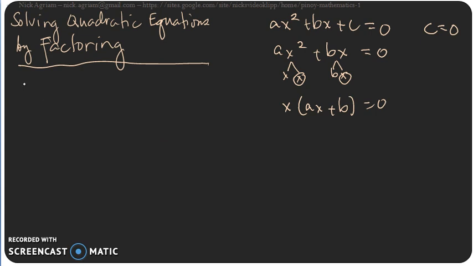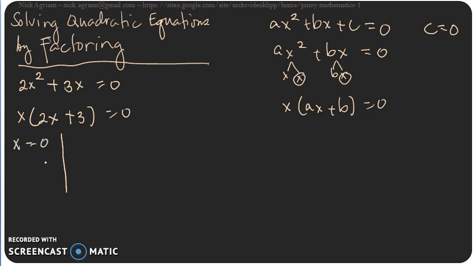Okay, let's see. Let's have an example. For example, 2x squared plus 3x is equal to 0. The common factor is x, as we have seen here, and what remains in the parenthesis is 2x plus 3 is equal to 0. When you have done the factoring, then you have to separate the factors and equate them to 0. So the first factor is x is equal to 0. The other factor is 2x plus 3 is equal to 0.